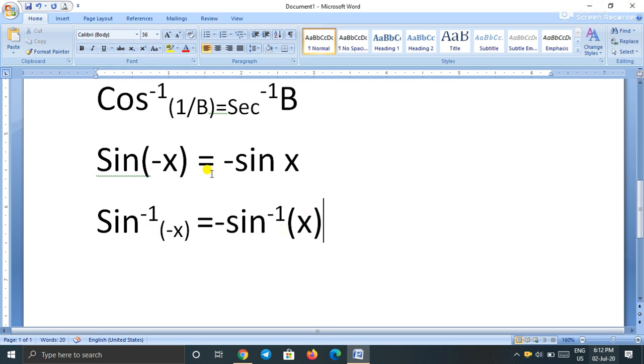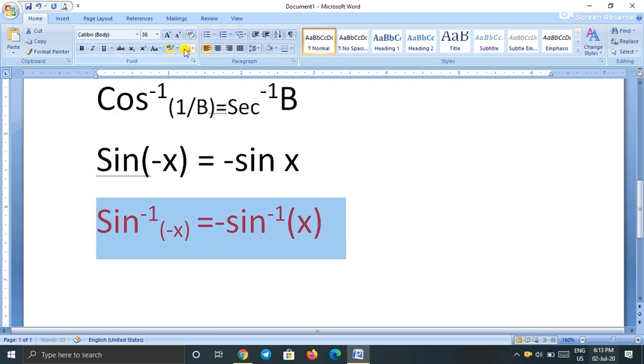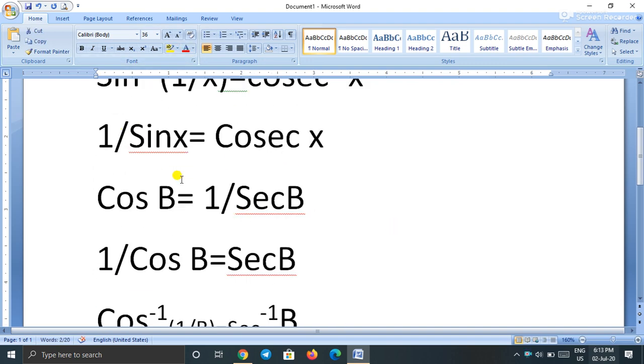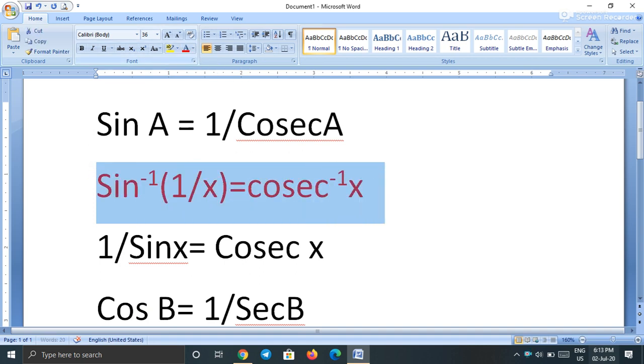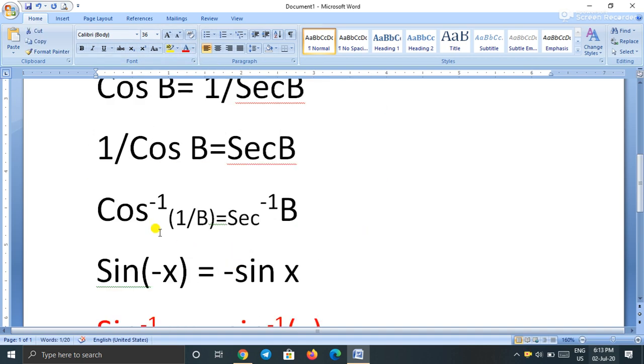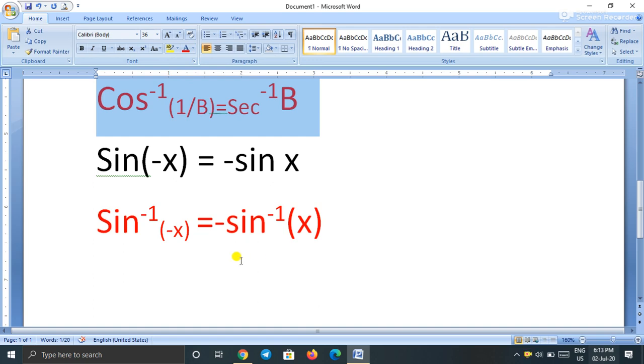Right? Same formula. Sin of minus x is equal to minus sin x. So its form becomes sin inverse minus x is equal to minus sin inverse x. This is the formula, right? First property is this, second property is this, and third property is this.